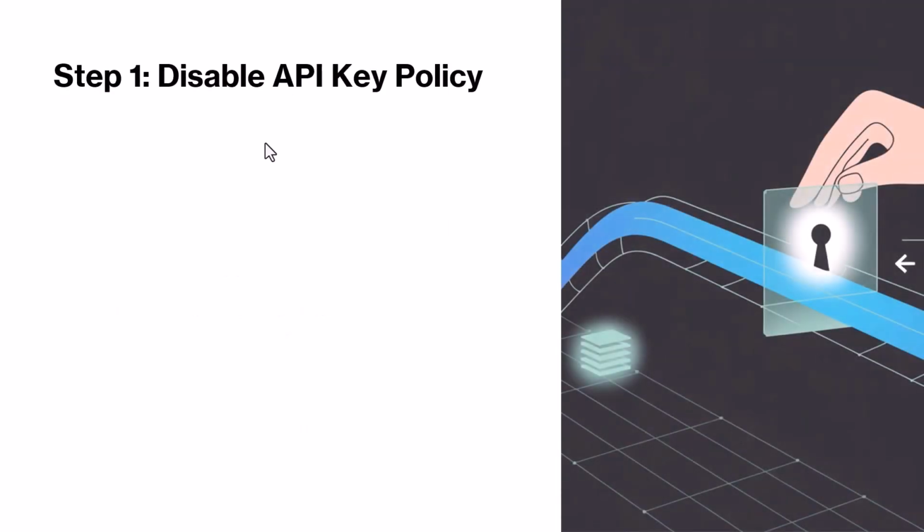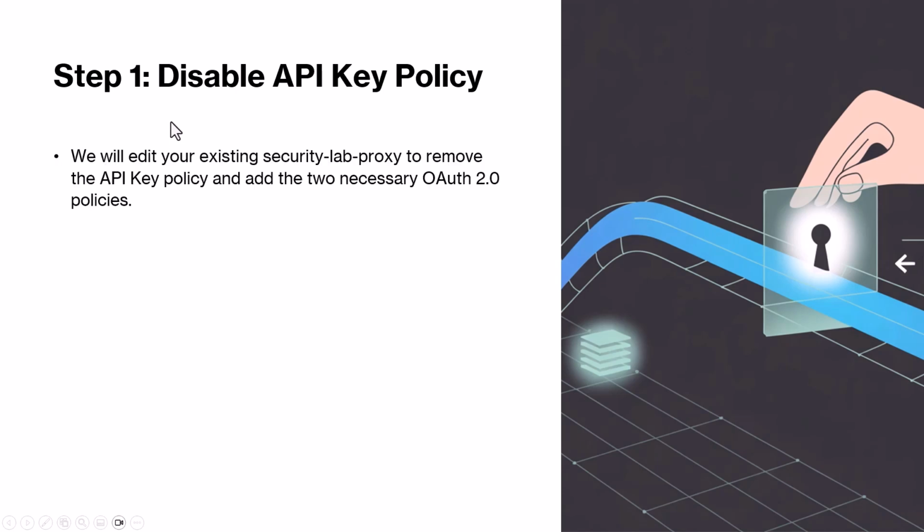Now, we'll see how to disable the API key policy, which is the first step. So the first step is to modify our existing security lab proxy. We need to remove the old API key checkpoint before we add the new OAuth 2.0 policies. To do this, we'll edit your existing security lab policy and add the two necessary OAuth 2 policies.